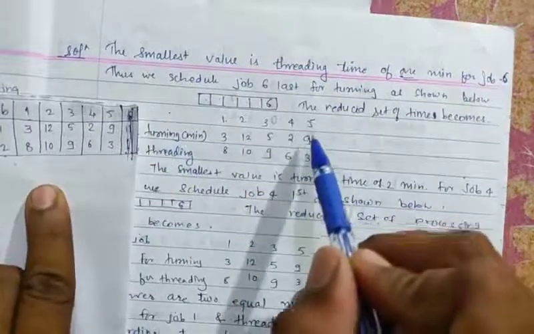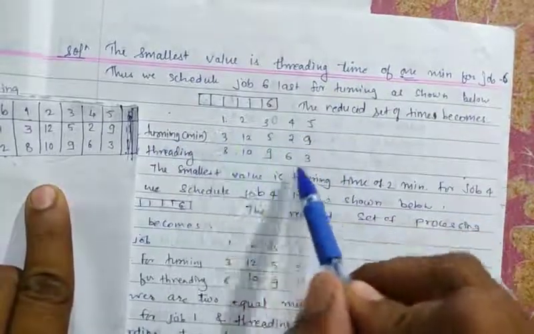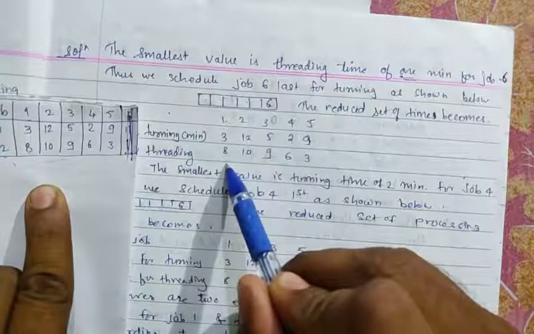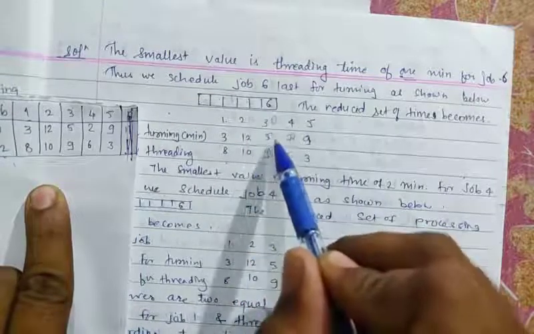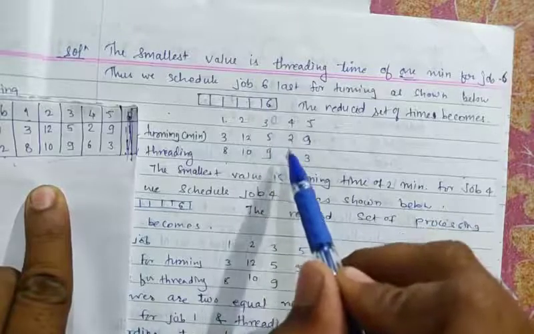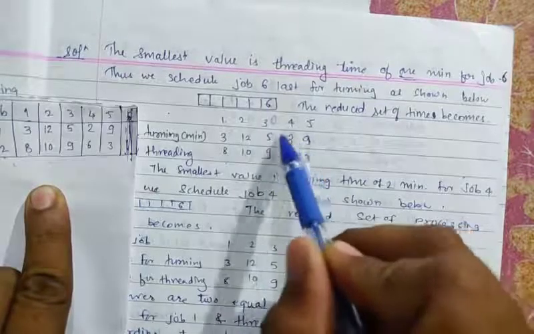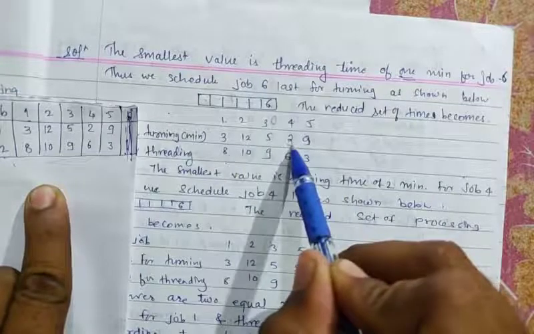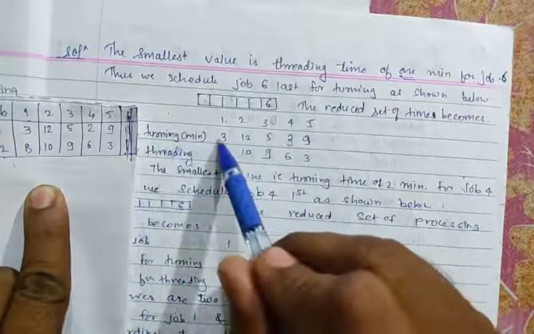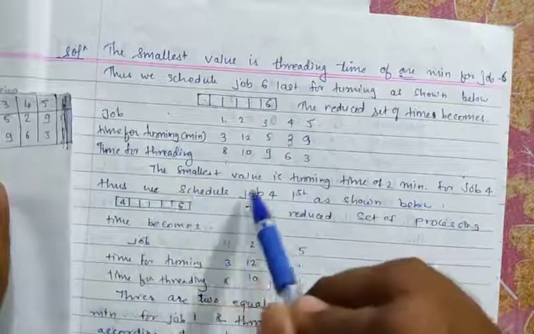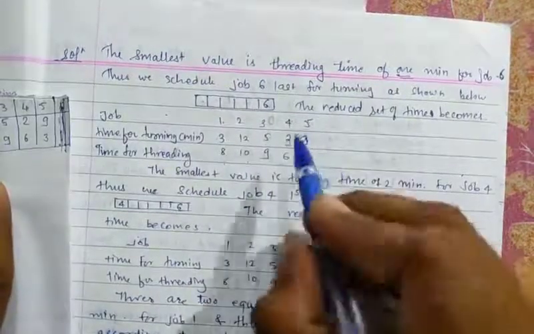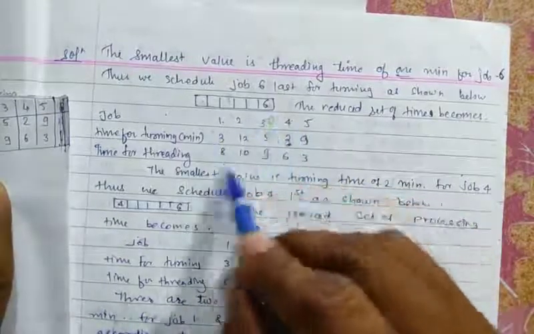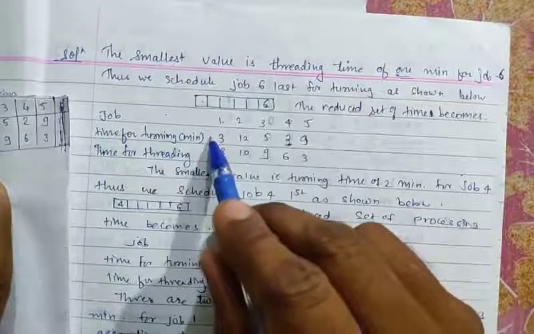Among the remaining, let's see which is the minimum value. Here 3 and 8, the minimum is 3. Here 10 and 5, and 9, the minimum is 5. Among this chart, we get 2 as the minimum value, and this is for turning, which is on machine M1. The smallest value is the turning time of 2 minutes.